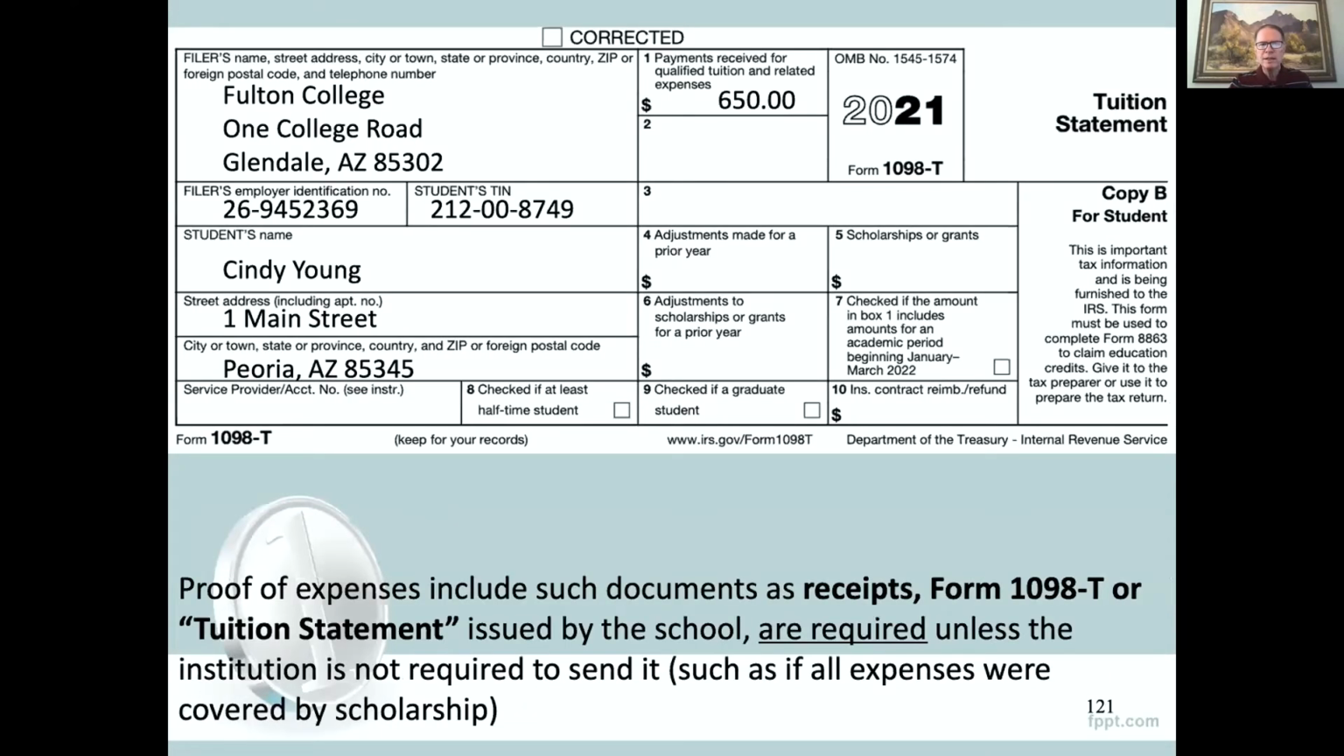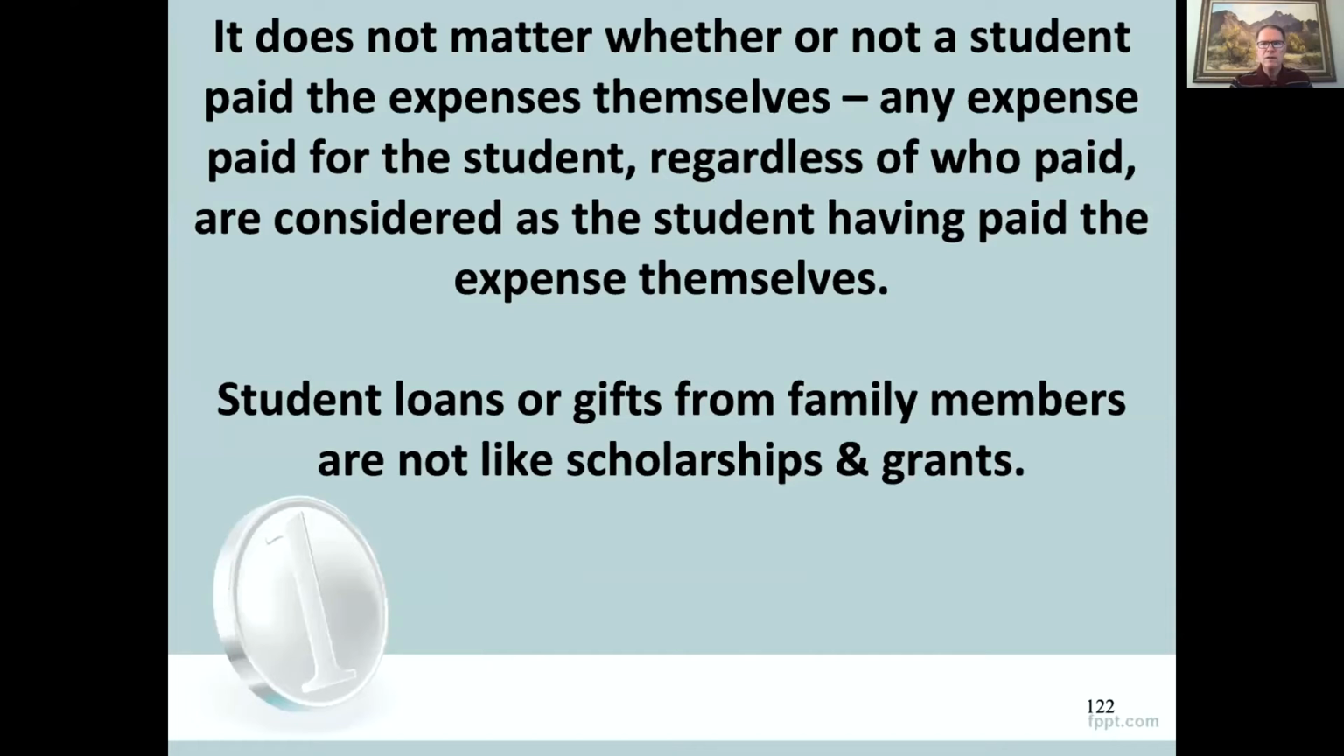Here is a sample 1098-T. Box 1, these are your qualified educational expenses. This is what most clients will bring to us. Any expense that's paid for the student, regardless of who, is considered as the student having paid the expense themselves. Now, they don't count student loans or gifts from family members. They're not treated the same as scholarships and grants.